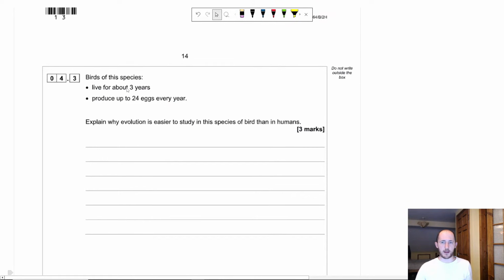Birds of this species live for about 3 years and have 24 eggs every single year. Explain why evolution is easier to study in this species of bird than in humans. Well, what did I just say?